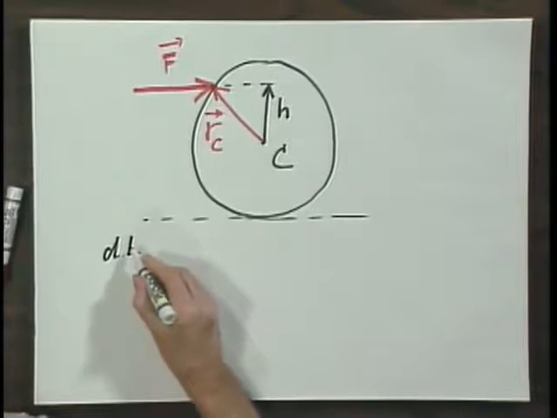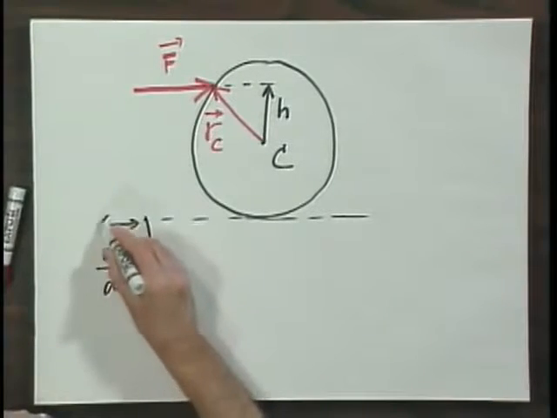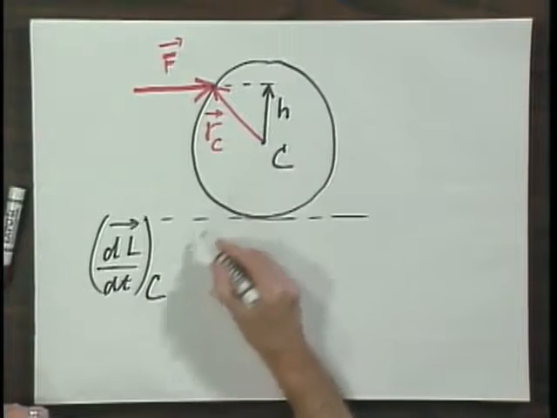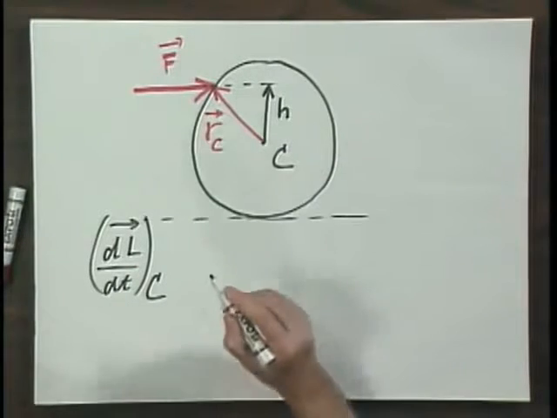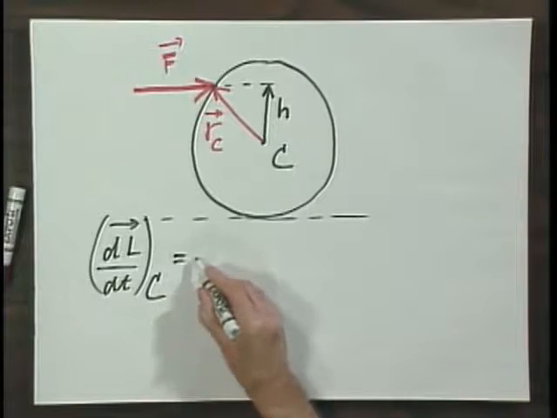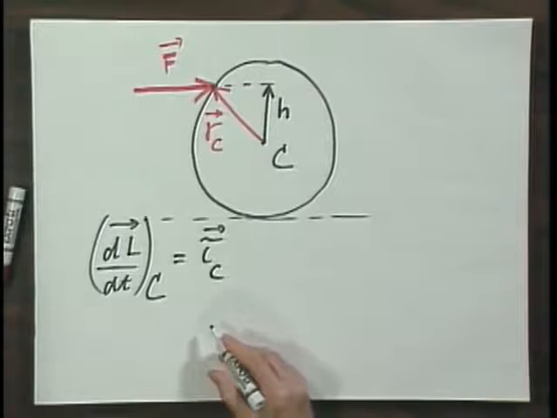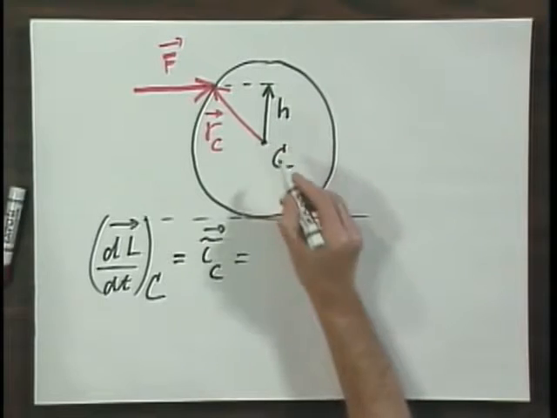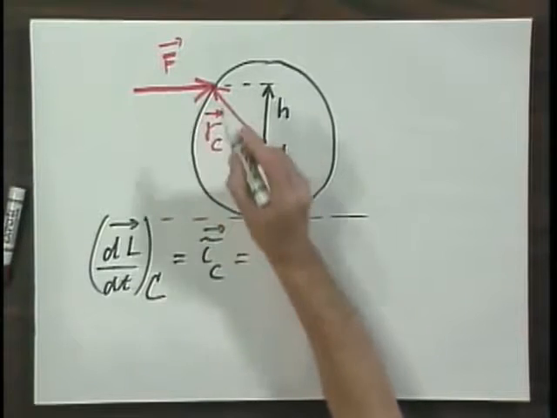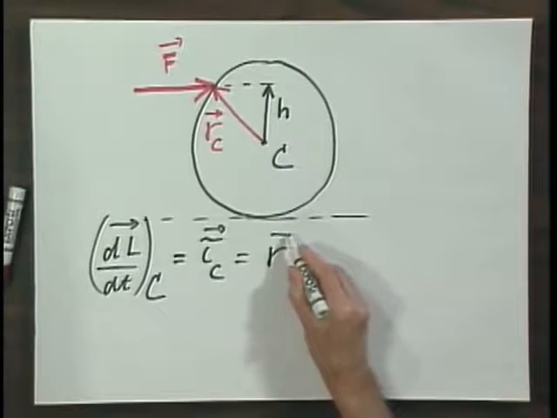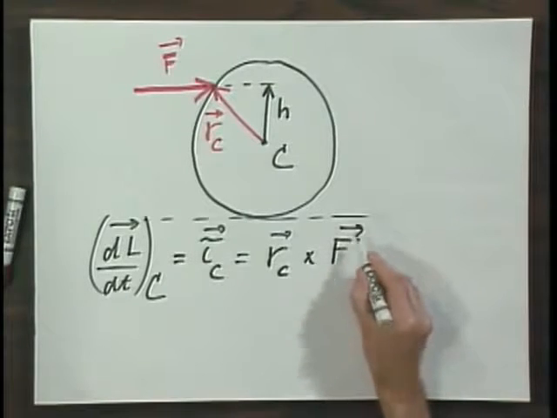So recall that dL/dt, and I now have to choose point C because I have to calculate the angular momentum of rotation about the center of mass. That equals the torque relative to point C. And the torque relative to point C is the cross product between the position vector and the force. So that is r of C cross F.